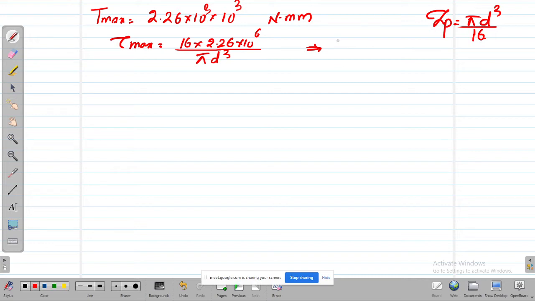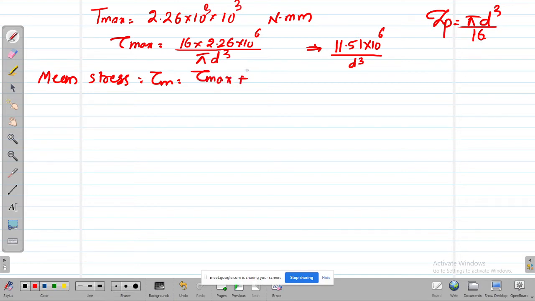11.51 into 10 to the power of 6 divided by d cube. Okay, right. So next we calculate the mean stress. Mean stress equal to what? Tau m equal to tau max plus tau minimum divided by 2. So tau max is 11.51 into 10 to the power of 6 plus 0 divided by 2 d cube.